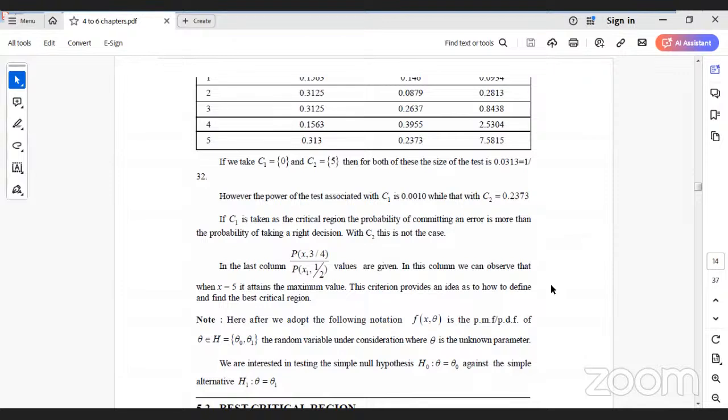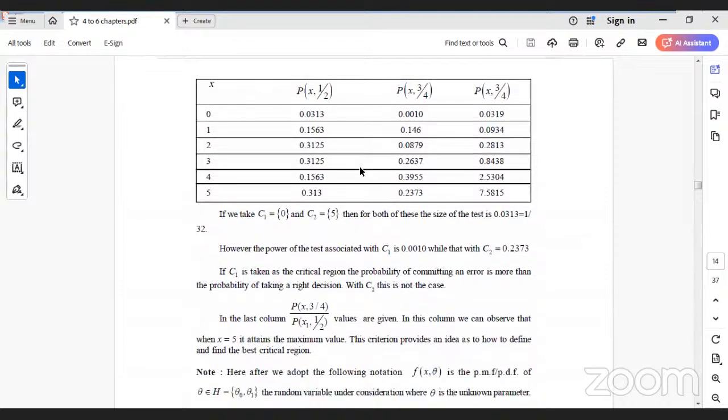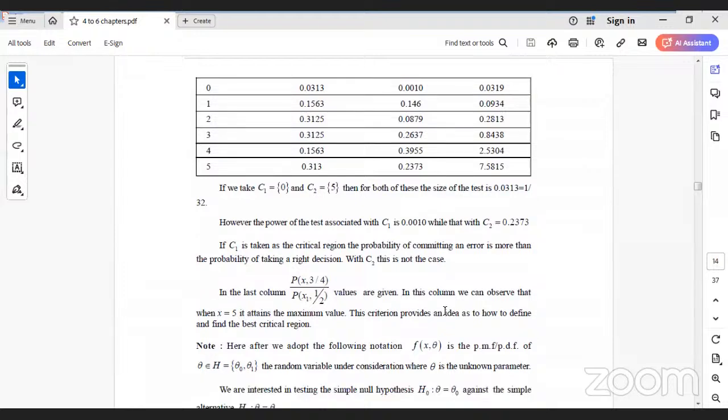If C1 is taken as the critical region, the probability of committing an error is more than the probability of the right decision. With C2, this is not the case. The probability for C1 is 0.0010. The last columns give the values under theta = 3/4 and theta = 1/2. We can observe that x = 5 attains the maximum value of the ratio of the probabilities under 3/4 and 1/2. This criterion provides an idea of how to define and find the best critical region.